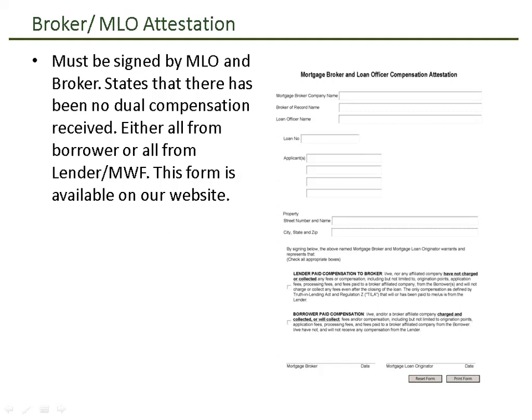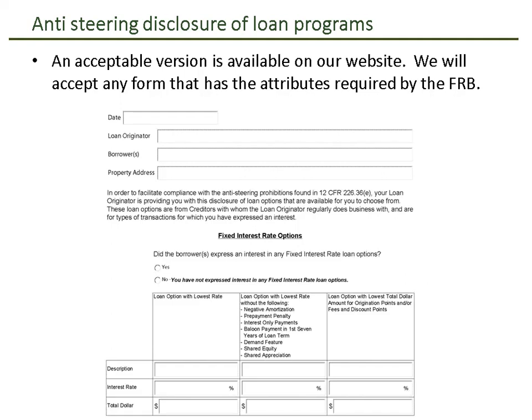The next is a broker MLO attestation, and again, this is available only on our website. So in a transaction, you can take this down and have it completed any time during the transaction. It does not go out with loan documents, but it is available all the time. You can fill in the information here regarding the loan, the borrower's name. You're going to have this filled out and signed by the broker and the loan officer on this transaction, basically saying that they're either receiving compensation from the lender or the borrower, but not both.